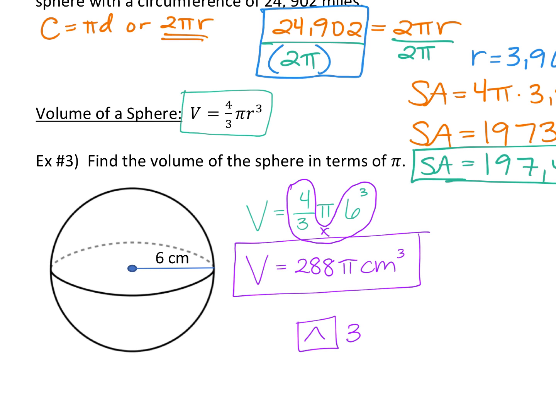I did it and it says syntax error. Did you do 4 divided by 3 times 6 to the 3rd? Parentheses around it. You shouldn't have to put parentheses.